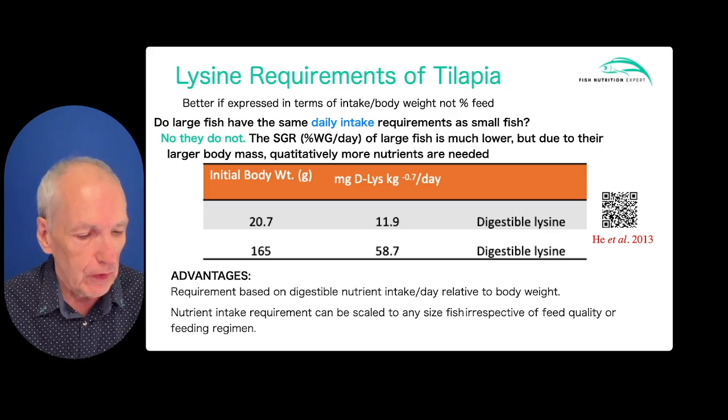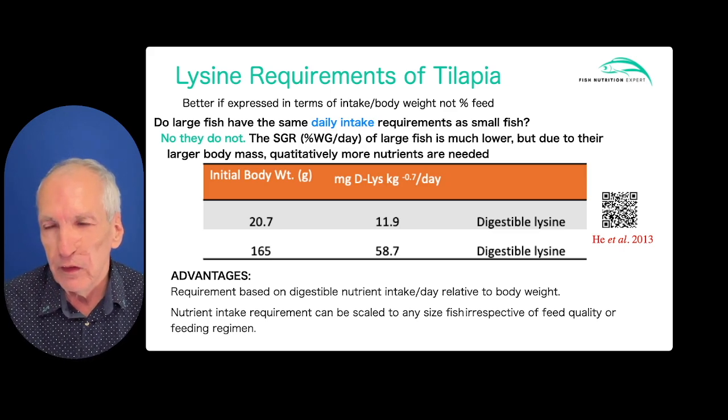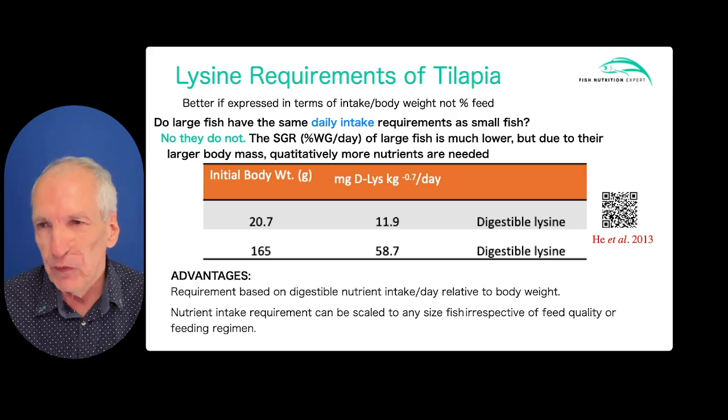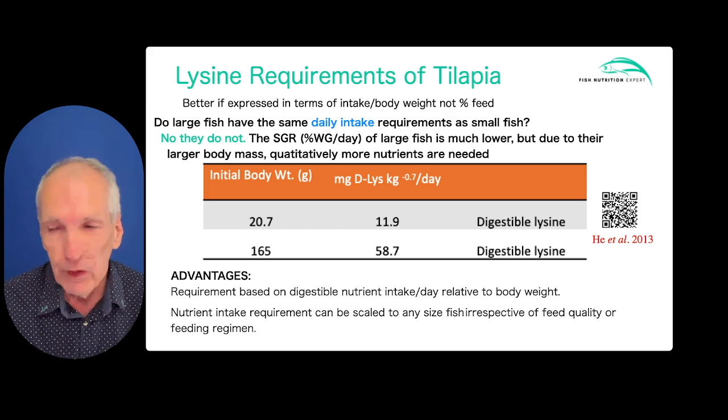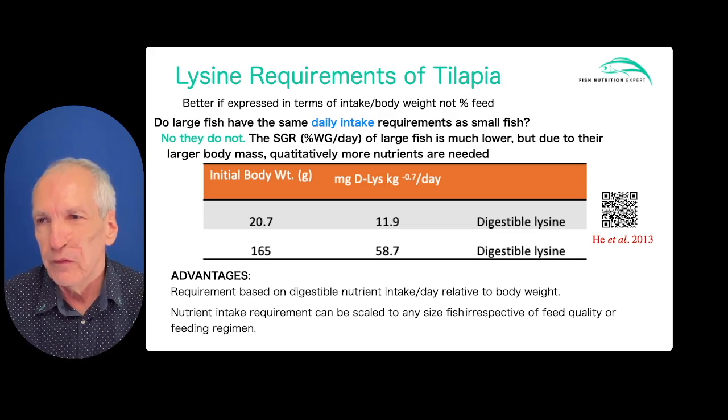But when we look at a larger fish, 165 grams, the amount required is 58.7 grams digestible lysine. And so that shows you that if we consider it on an available lysine per body weight basis on a daily basis, a large animal simply is growing more body mass, not as a percent of body, but simply as a gravimetric weight gain. And therefore, it's depositing more protein. It needs to eat more lysine.